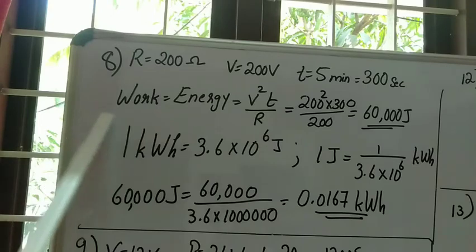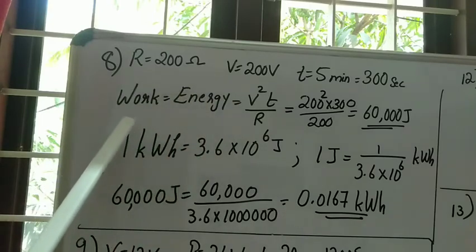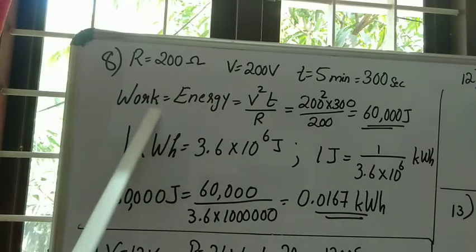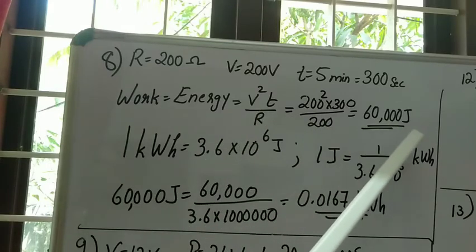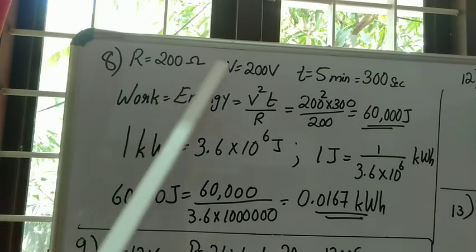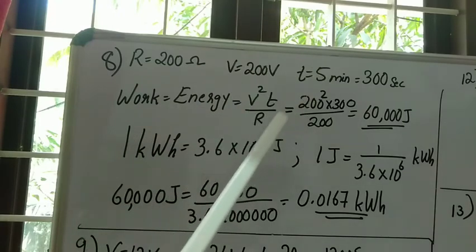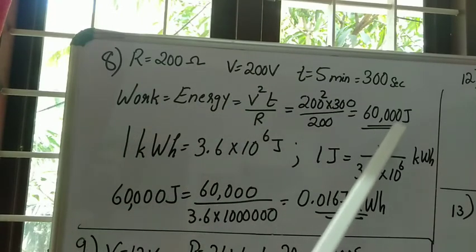You know, energy and work done are the same. Energy is the capacity to do work, so they have a relation. So V square by R times T, direct substitution, we got 60,000 joule. We substitute all the resistance, voltage and time in SI unit, so the answer is also in SI unit of energy, which is joule.